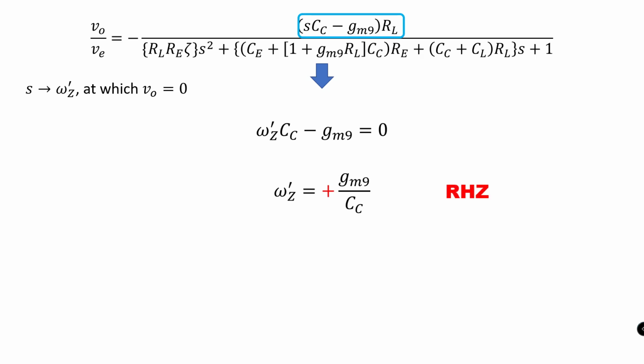But note that this 0 happens to be on the right half of the S-plane, and as we had discussed in the previous lecture, this right-hand 0 induces a minus 90 degree phase shift in the phase plot. And when this Miller capacitance is increased, this omega z moves closer and closer to the origin.